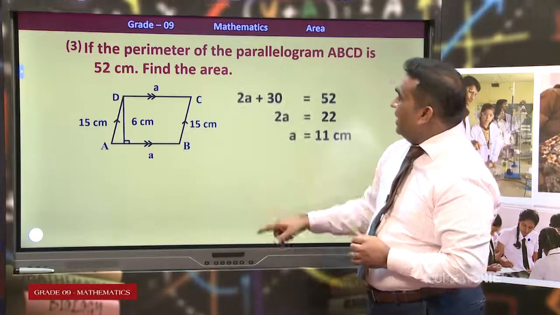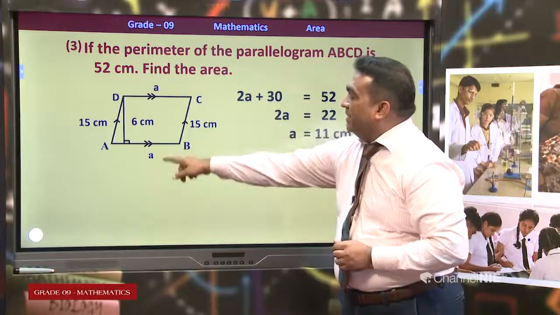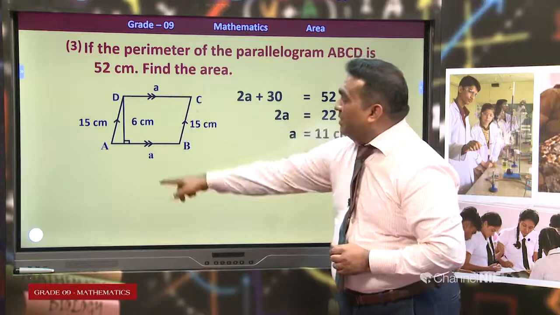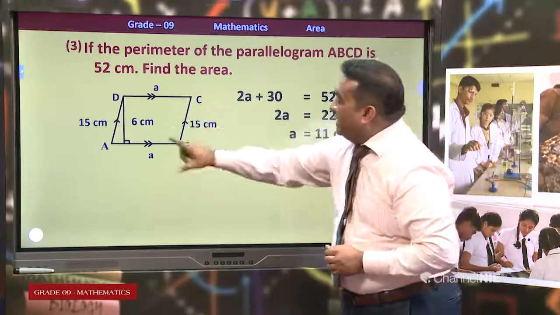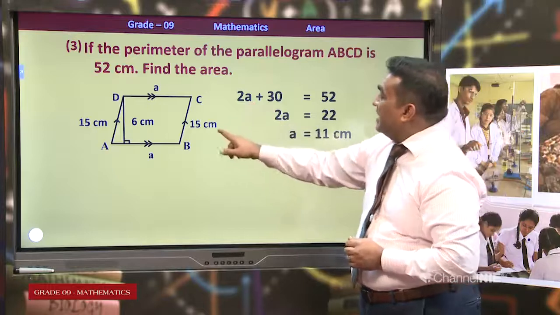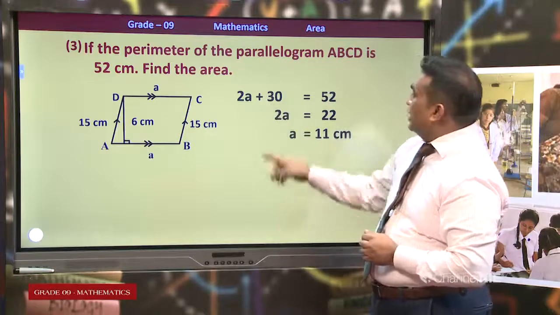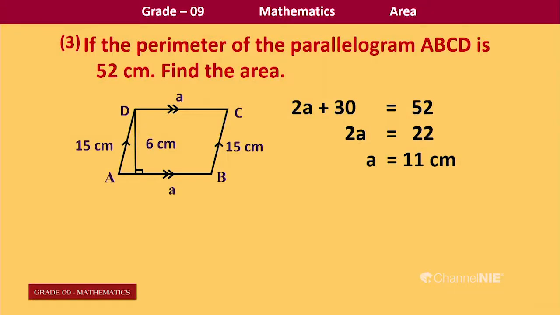Now, you know that A plus A are like terms. A is a real number, therefore, you can add A and A. As a result, 2A plus 15 plus 15, 30. 2A plus 30 is equal to 52 because the perimeter is 52. Now, subtracting 30 from both sides, you have 2A is equal to 52 minus 30, 22. Dividing both sides by 2, you can see simple A equals 11 centimeter.